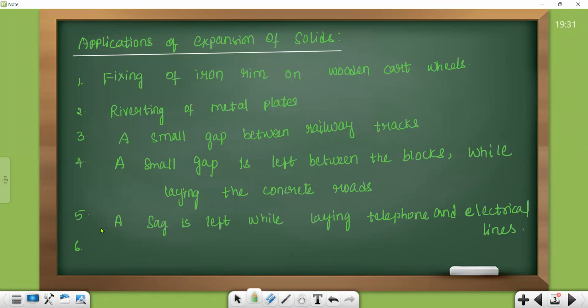Next, we can also write that special glasses like Borosil or Pyrex glasses are used to avoid the breaking of ordinary glasses when hot water is poured. So it is also made up of the same phenomenon.